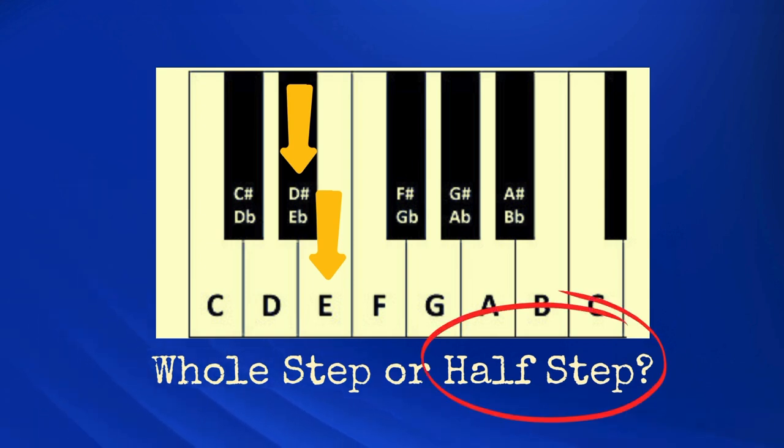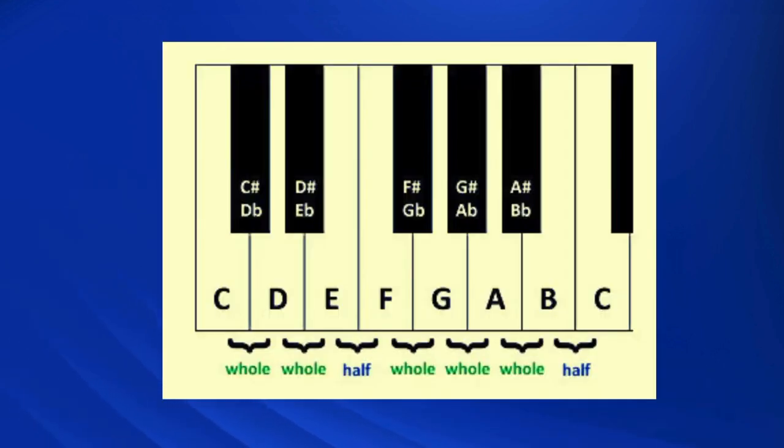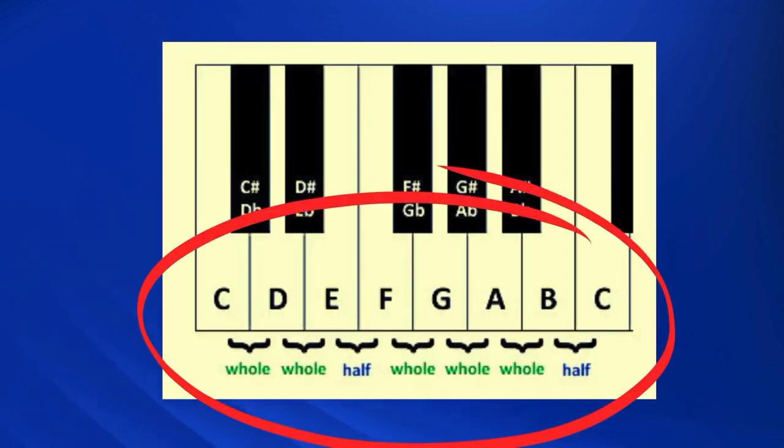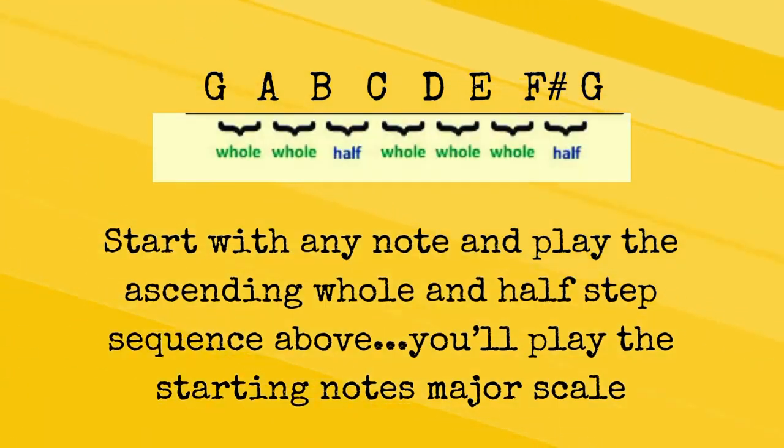Now you may not have noticed while we were doing those examples, but the following notes below are the notes to a C major scale, and it shows the whole step, half step sequence that builds that C major scale. Now that sequence of whole steps and half steps can build any major scale in any key.